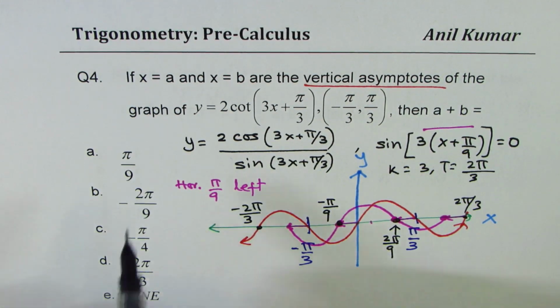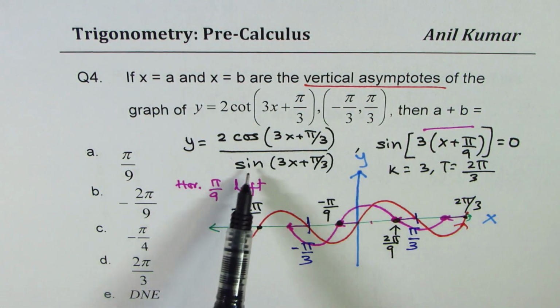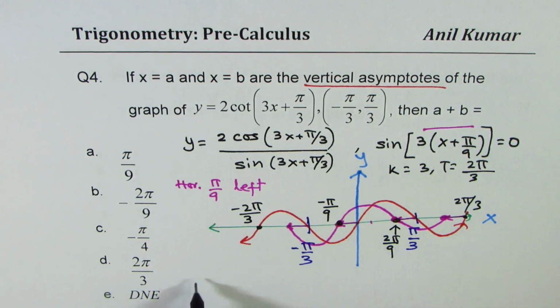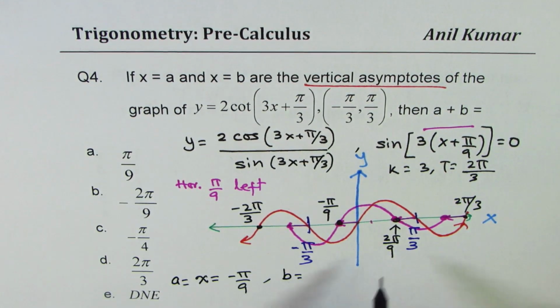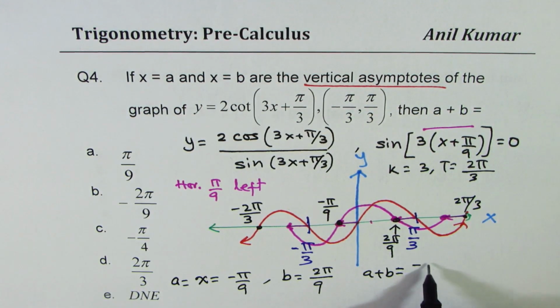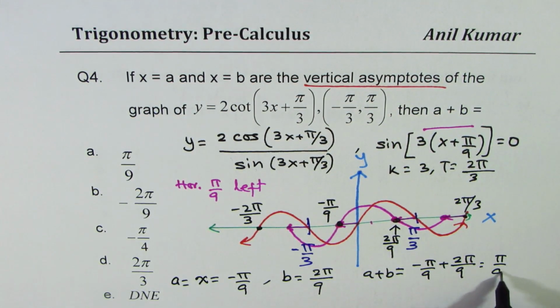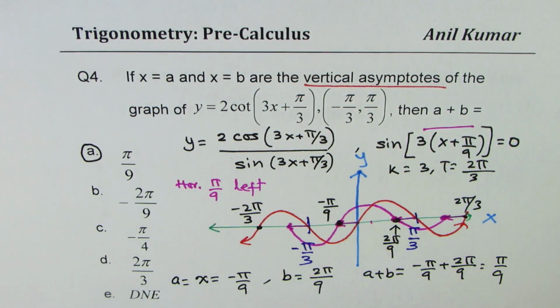Now the question is, if x equals a and x equals b are the vertical asymptotes. So when denominator is 0, we have vertical asymptote. So we know a is equal to minus pi by 9, and b is equal to this 0, which is 2 pi by 9. What is this sum? Let's add a and b, right? It is minus pi by 9 plus 2 pi by 9, correct? Clearly it is equal to pi by 9.